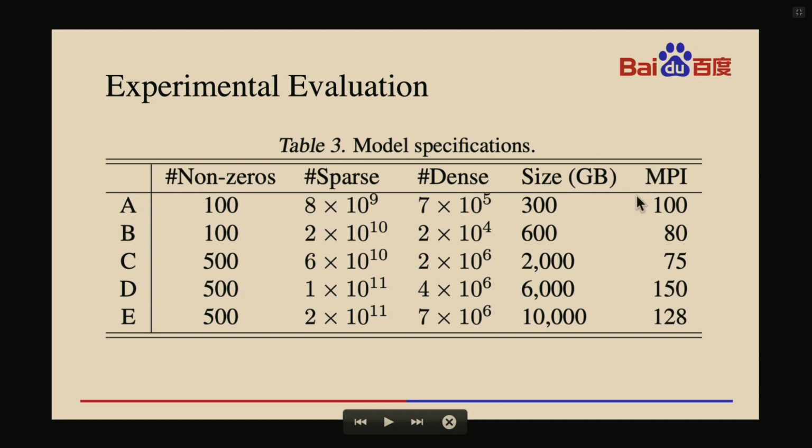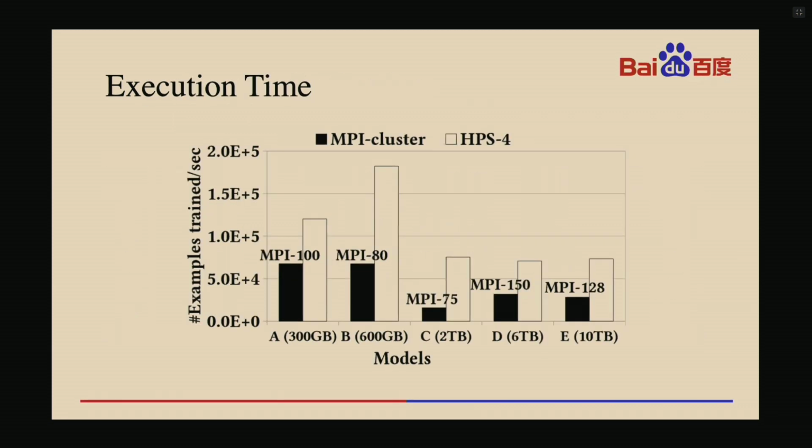Here the MPI column is the number of machines we use in the production line. We can see that the execution time of our 4-node hierarchical primary server is like 2 times better than hundreds of MPI cluster solutions.